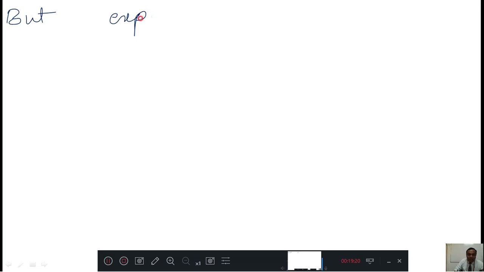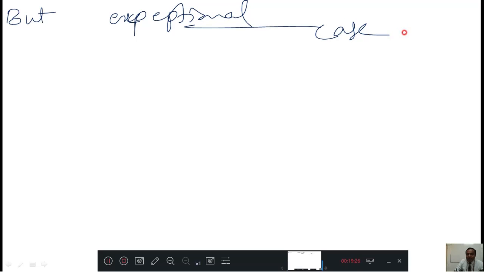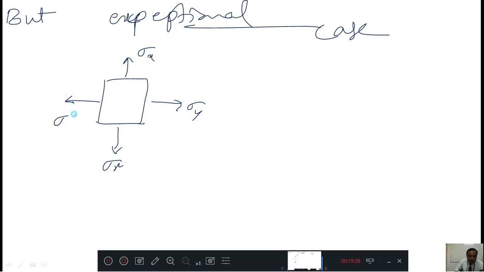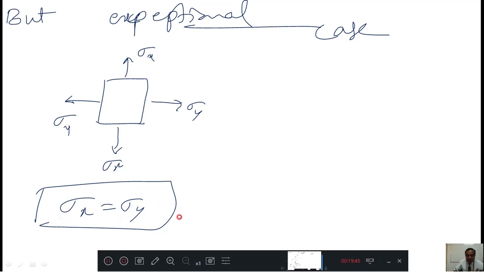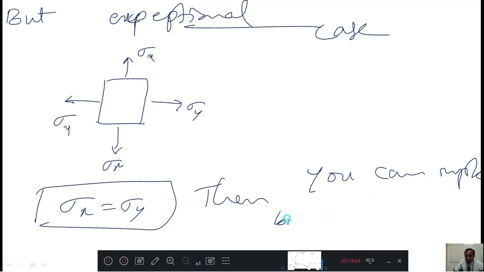But an exceptional case is there. The exceptional case says that if your body is subjected to sigma x and sigma y with the condition sigma x equal to sigma y, very important, then you can implement both theories at a time, or simultaneously. Understood? Both can be applied simultaneously. This is very, very, very important.